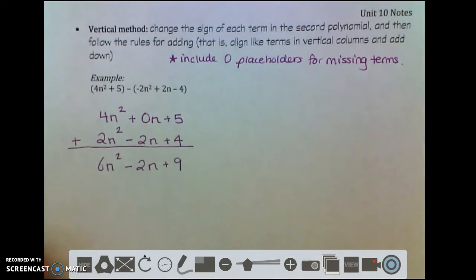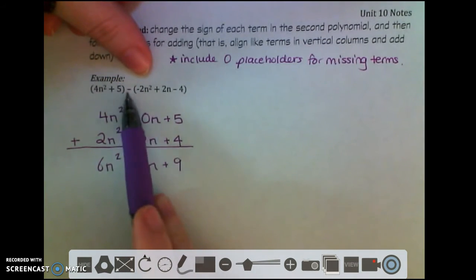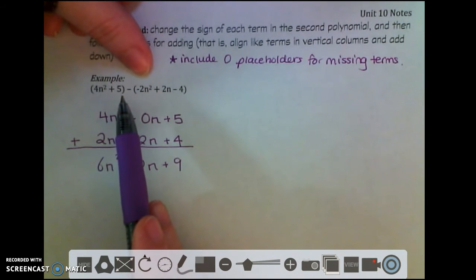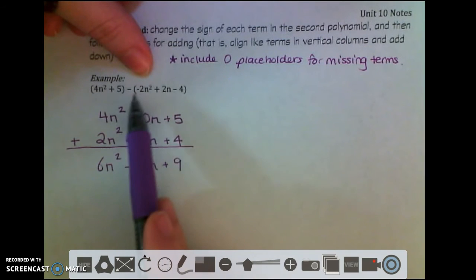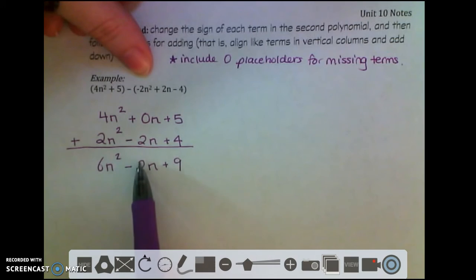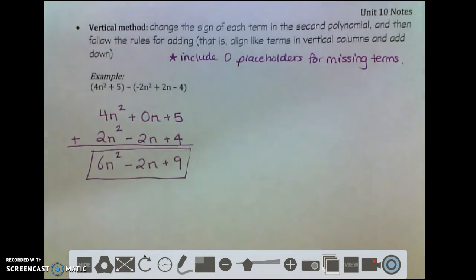Now, the reason that switching the signs works that way is because we are subtracting. So when we subtract a negative, we're really adding a positive. When we subtract a positive, we're really adding a negative. So we add a negative to n to get our negative 2n here as our answer. So that's my answer, and that's subtracting polynomials.